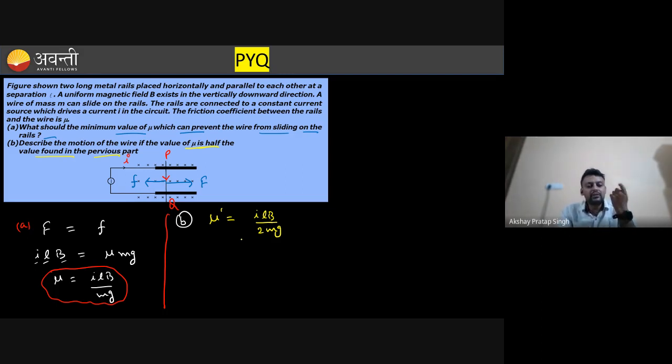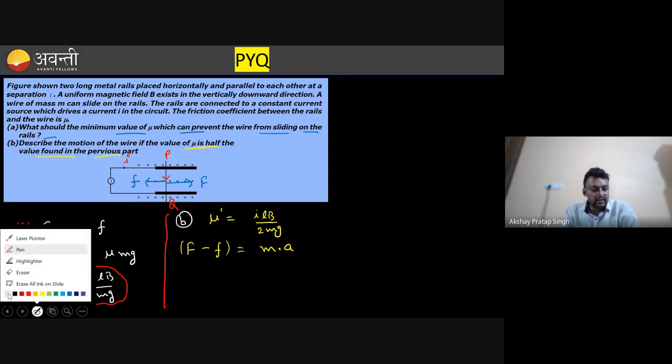Now they are asking what will be the motion. What will be the motion means you need to decide whether the wire will move, or if it will move, then what will be its acceleration. Now, again, F, this force, is acting in the right direction. Friction is acting in the left direction, and the net force should be equal to mass into acceleration. This is the equation of the second law of motion: net force is equal to mass into acceleration.